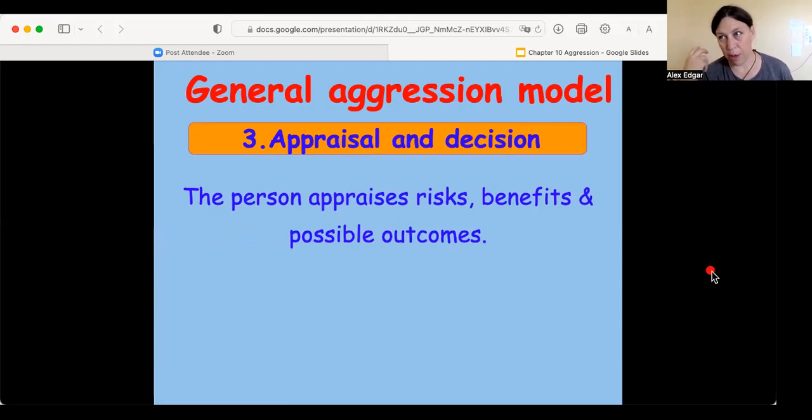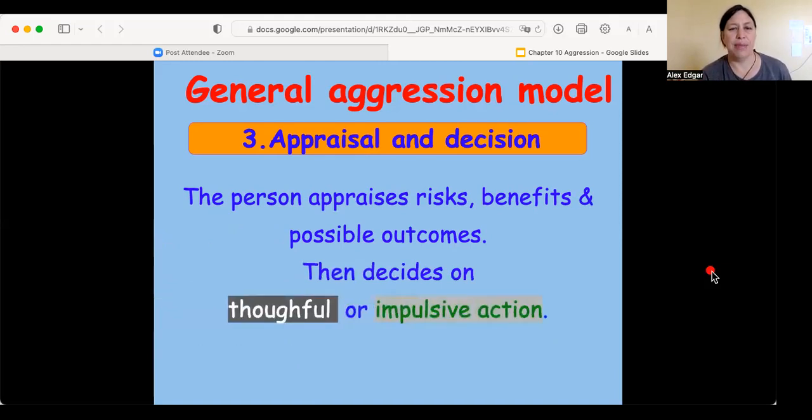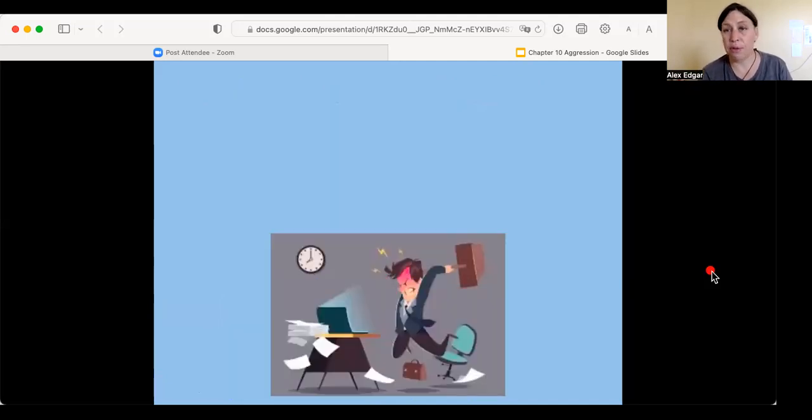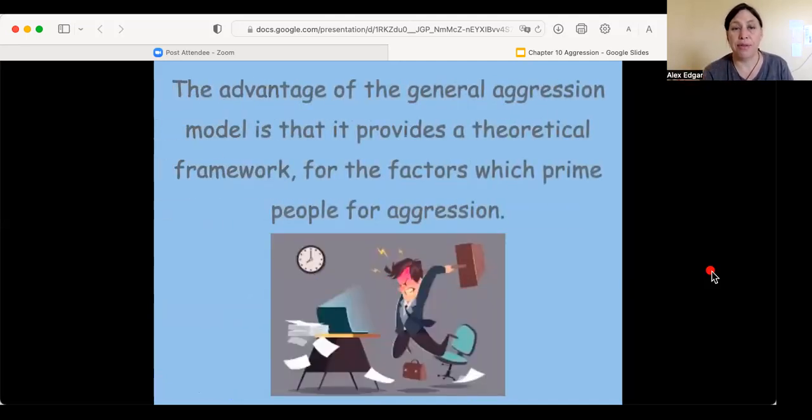Okay, now you get aroused, you get angry, you think someone's wronging you. Now you're going to decide, am I going to punch this person or not? Is this person 6 foot tall? I don't think so. Risks, benefits, possible outcomes. Then you decide. And then you have either thoughtful or impulsive action. Impulsive action may be aggressive. Okay, so it's not perfect, but it's still useful because it looks at the factors that prime people for aggression.